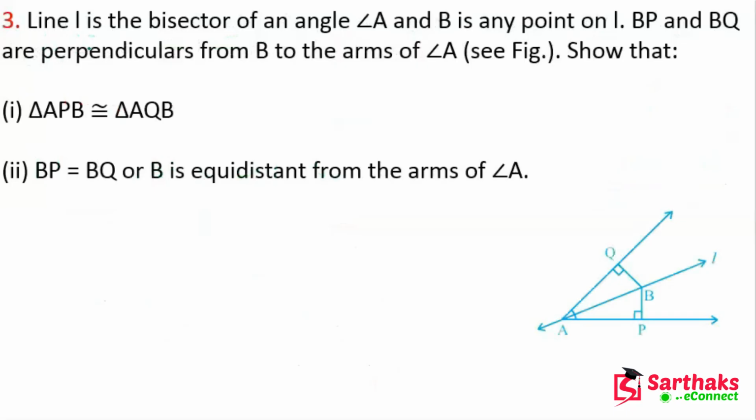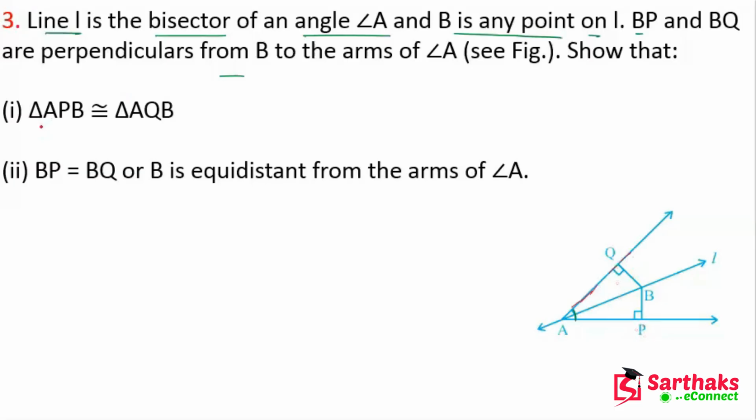Yes, so the next question is: line L is the bisector of an angle A. Line L is the bisector of this angle, and B is any point on L. BP and BQ are perpendicular from B to the arms of angle A, which means at point Q and at point P.